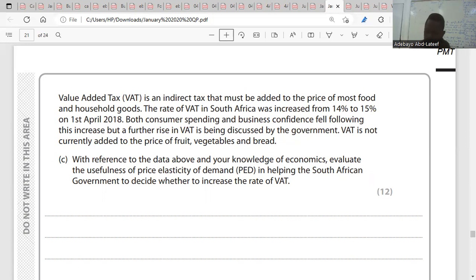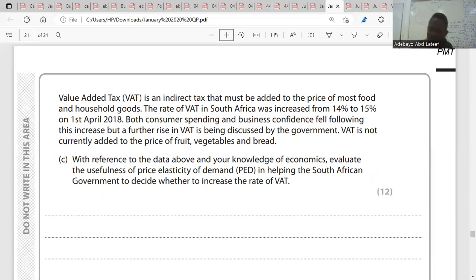Is it clear? So after VAT in South Africa increased by 1% in 2018, many goods and services became more expensive, meaning that the demand for goods, we're talking about price elasticity now. If things become expensive, that means they will be price elastic. That means the demand for those products will be associated with the price elasticity of demand. So that means the price elasticity of demand for these products will be greater than 1.